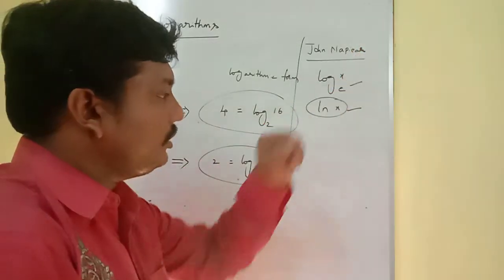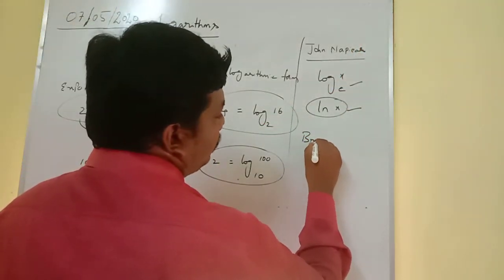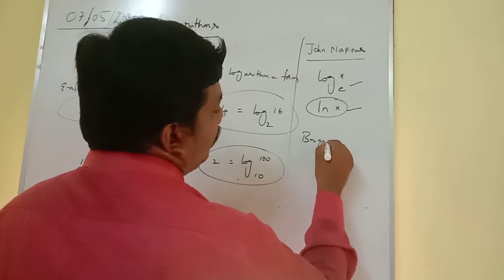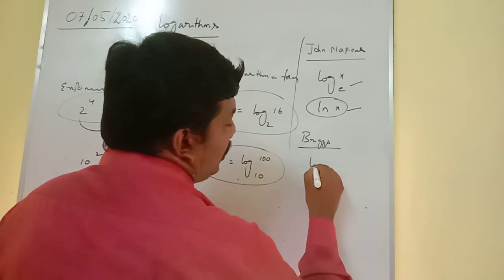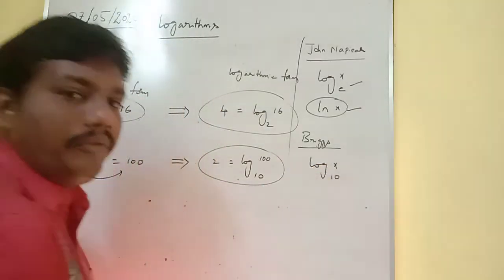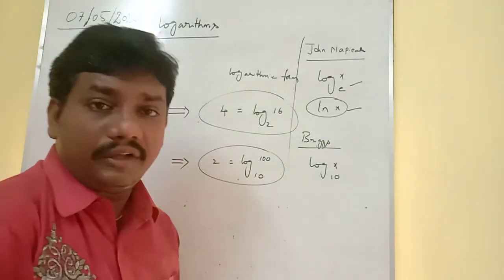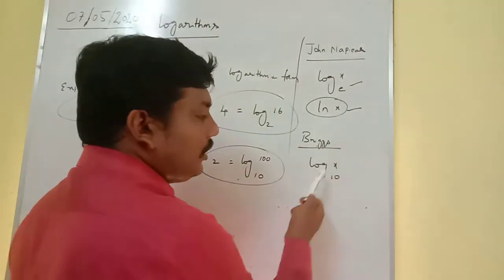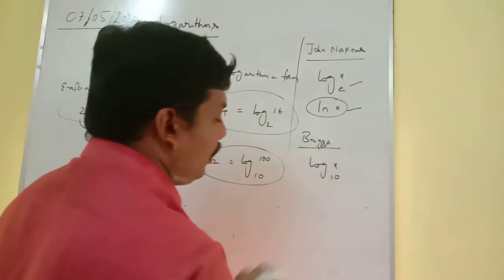John Napier introduced these logarithms, and Briggs introduced logarithms which are calculated to base 10. So logarithm is defined for different bases. If any logarithm is calculated for base 10, it is called Briggs logarithm or common logarithm.